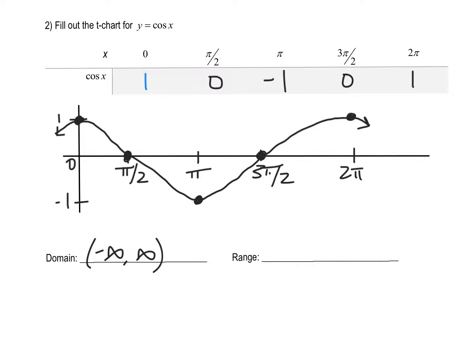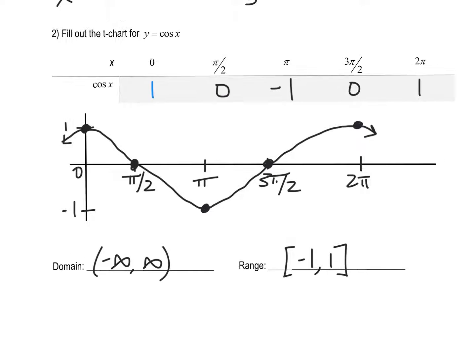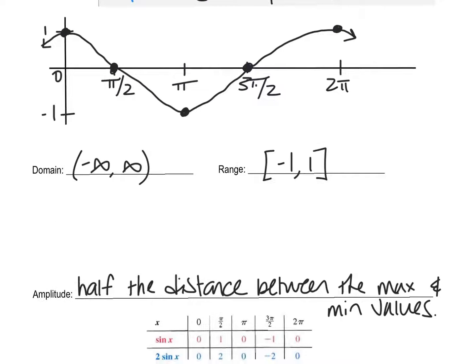It continues. It does not go up and down forever. Again, it bounces between 1 and -1. So we write the range the same way we did for sine. It goes between -1 and 1. And so now I want to introduce to you a new vocab word. It's amplitude. So on the next page, go ahead and fill in the definition here.